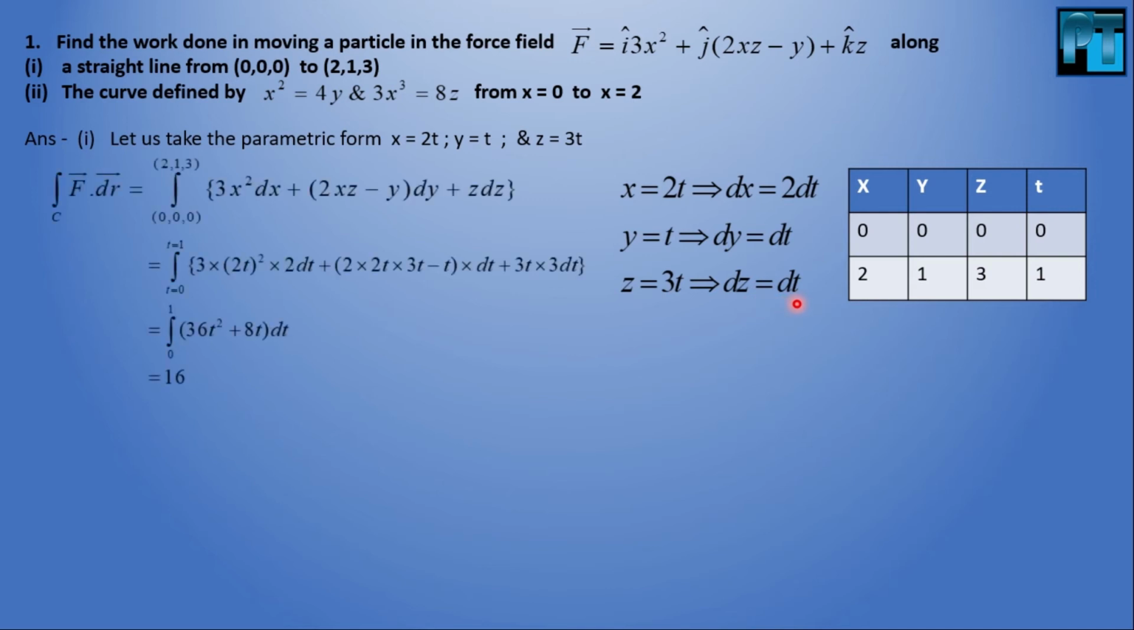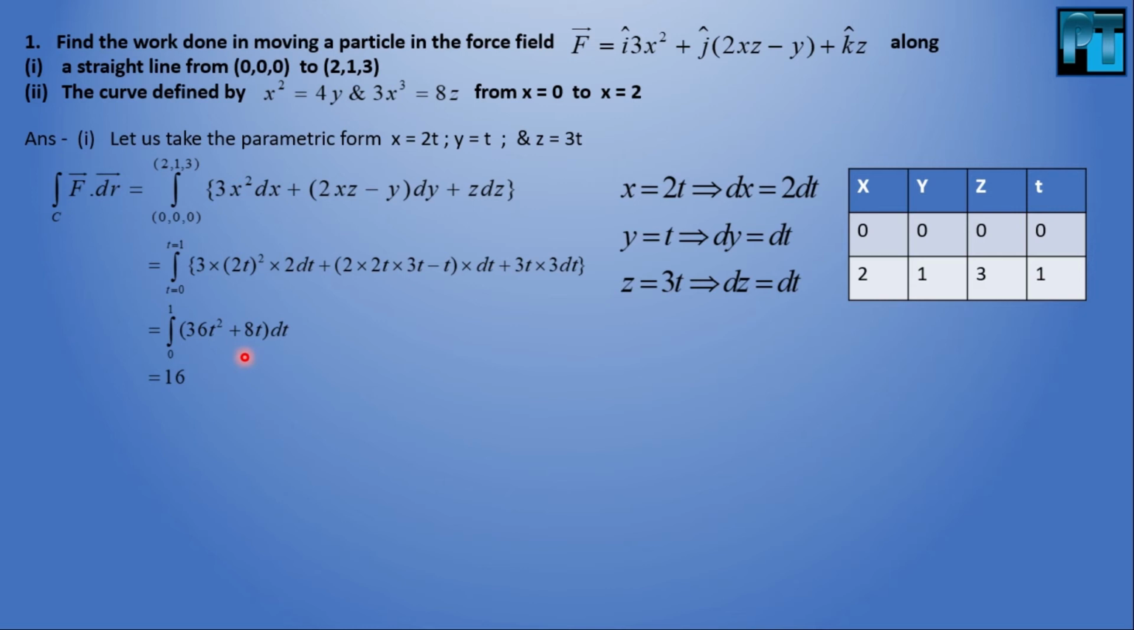Now we just put the values of x, y, z in t format, and the upper and lower limits have been changed to t equals 0 to 1. So the parametric form of this integration becomes very easy. 0 to 1, 36t square plus 8t, and after necessary calculations we can find that the value of this integration is 16. I know you guys are strong enough to do these small mathematics on your own.